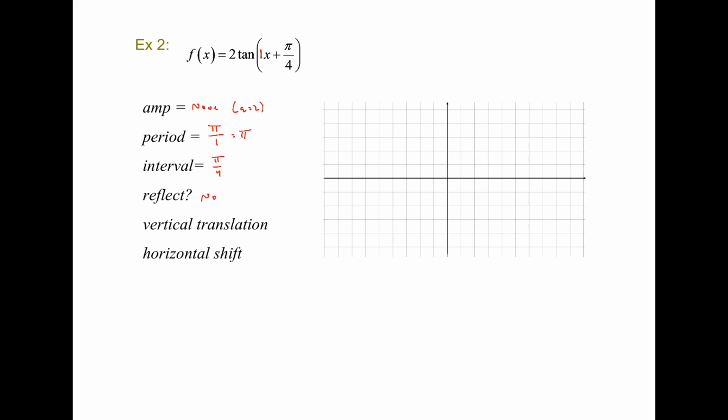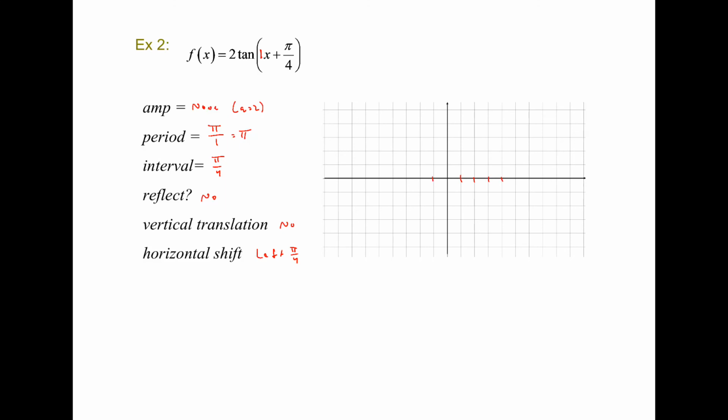We have no reflection, no vertical translation, because nothing is being added, whether it's in the front or 1 plus something or in the back. It doesn't matter. Just make sure is the value being added to the function, so we don't have any of that. But we do have a horizontal shift. So it's x minus negative pi over 4, that's why it's plus pi over 4, so it does go to the left pi over 4 units.